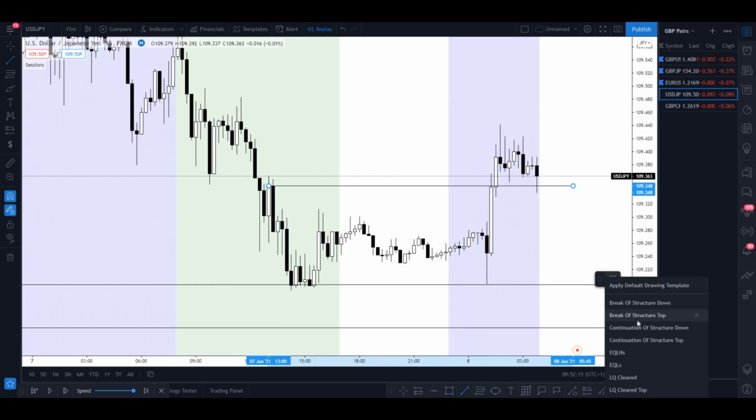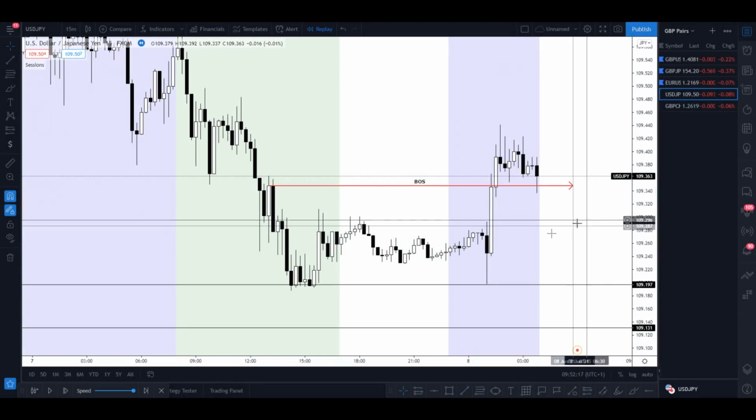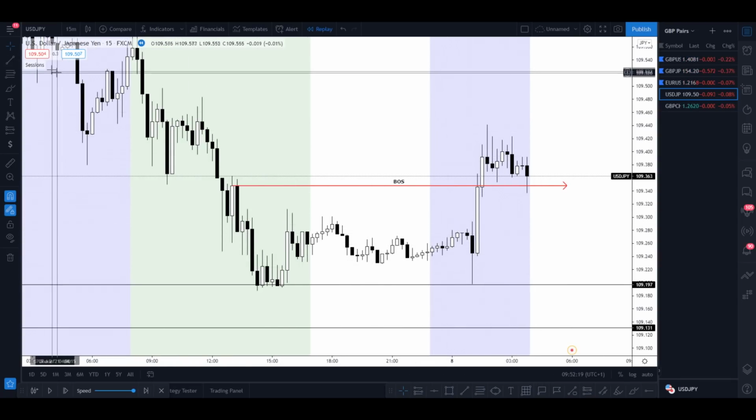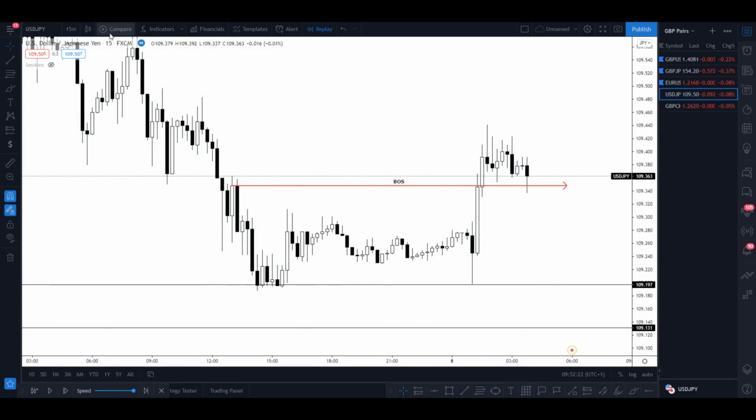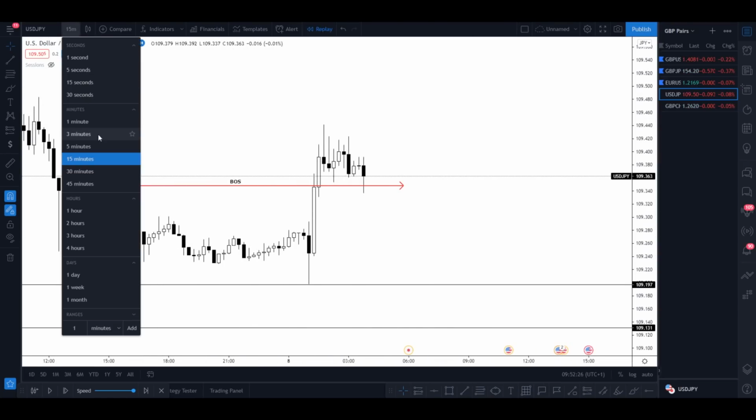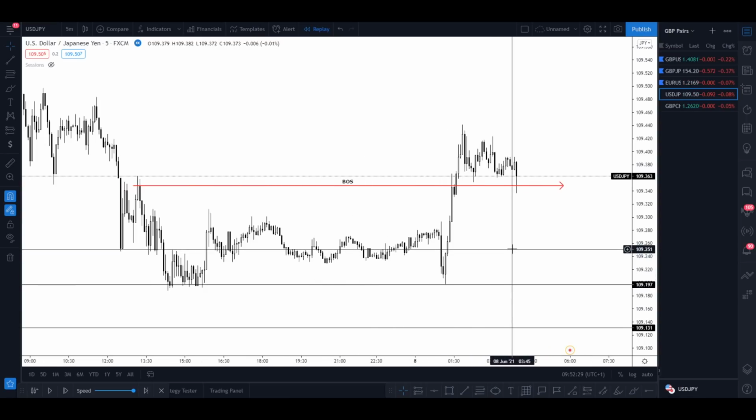I also sent this to the free Telegram group chat, but sadly I told them to remove the limit because I was a little bit wary on price missing out. But anyways, price does its thing, break structure. Now I'm focusing on that institutional candle that was responsible for that break of structure.